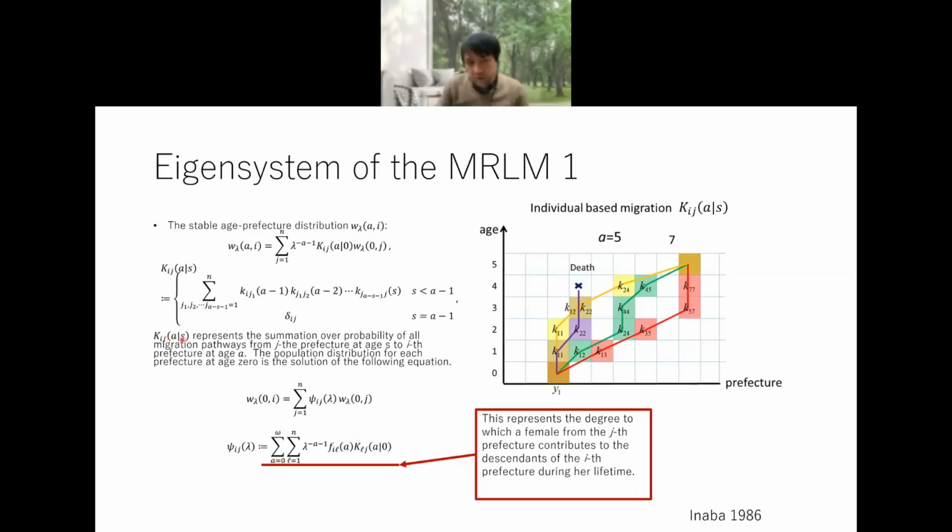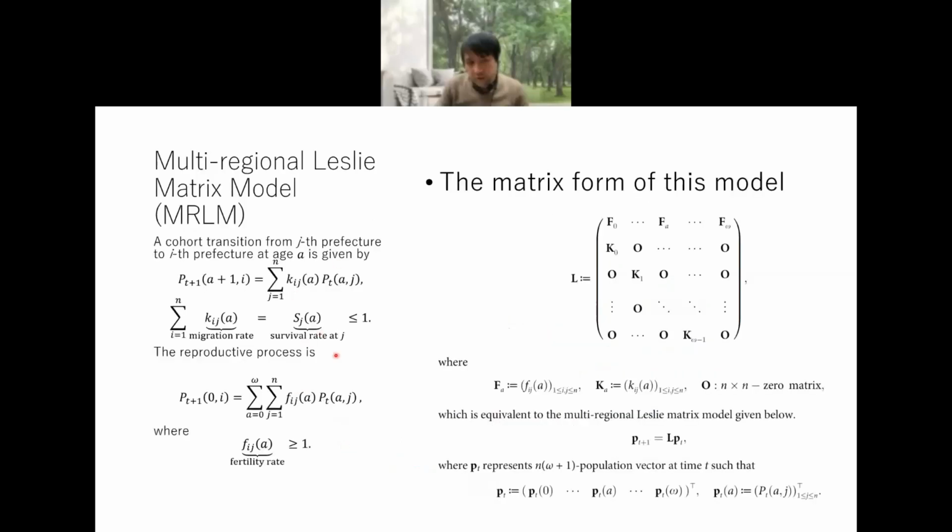K_ij(a, s) represents the summation of the probability of all migration pathways from J's prefecture at age s to I's prefecture at age a. The population distribution for each prefecture at age 0 is the solution of the following equation. And this represents the degree to which a female from J's prefecture contributes to the descendants of I's prefecture during her lifetime. Because K includes the survival rate.